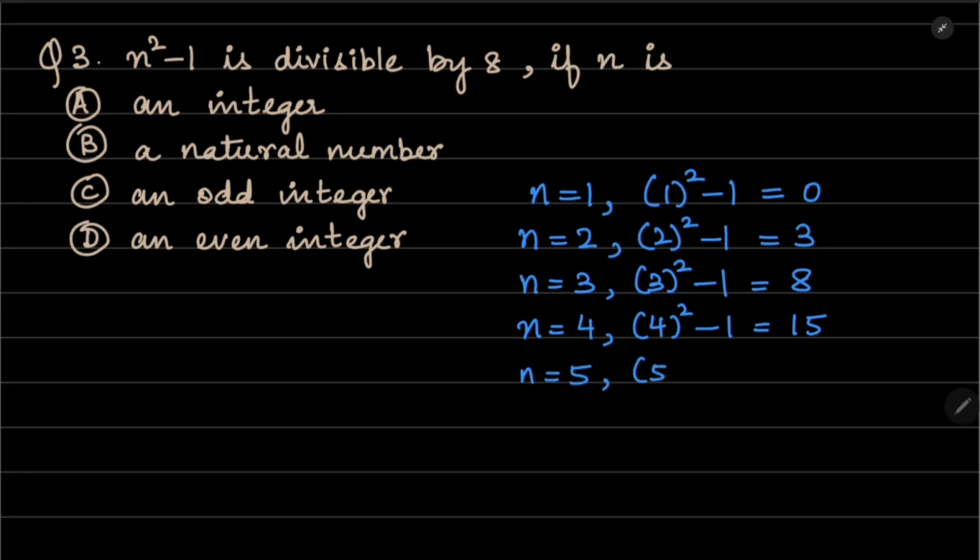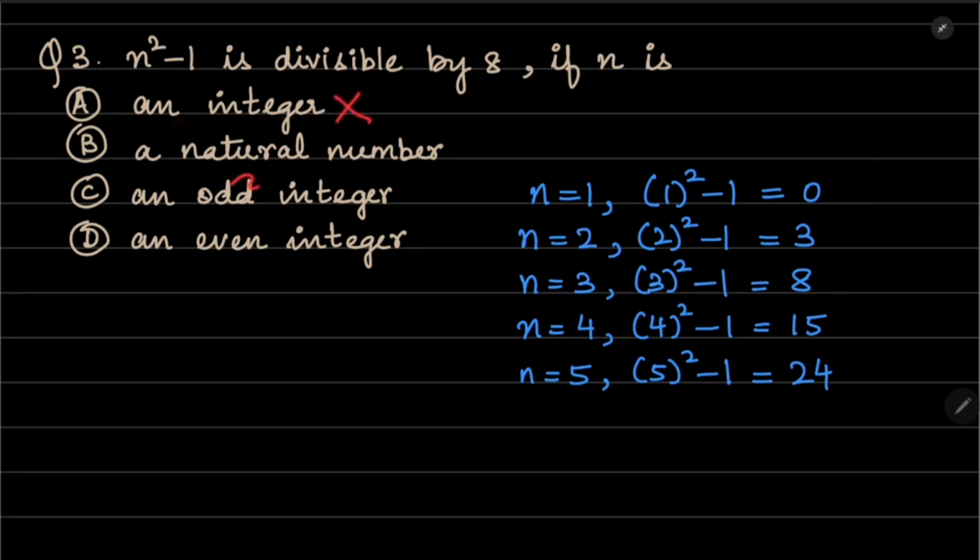Okay, so 5 square minus 1, 25 minus 1, which is 24. Right? Now if you see, do you think every integer, if n is an integer, that means all of these should be divisible? So this is not the right answer, because 2 and 3 are not divisible, isn't it? So not every integer is divisible by 8.